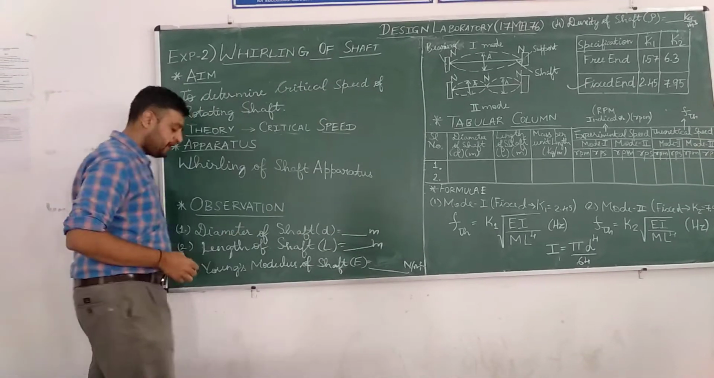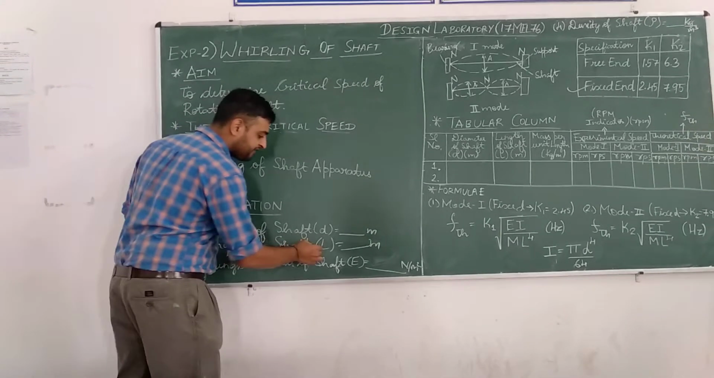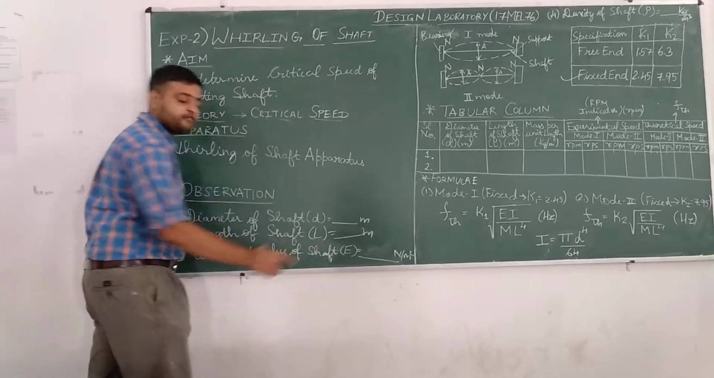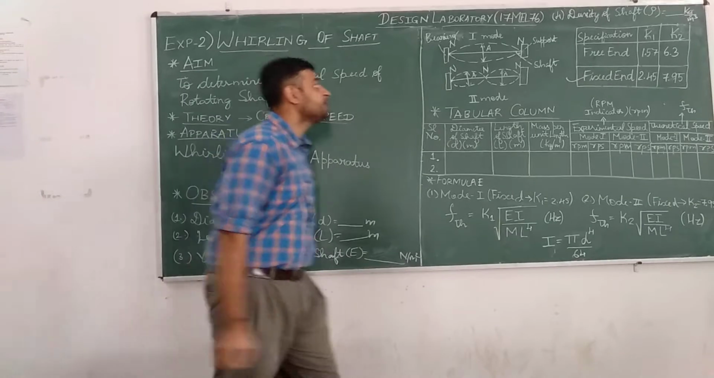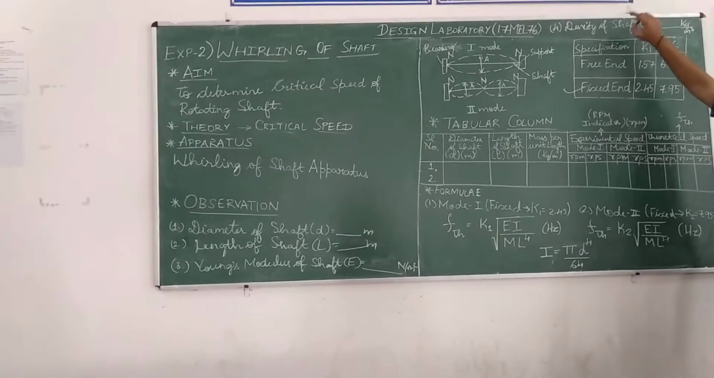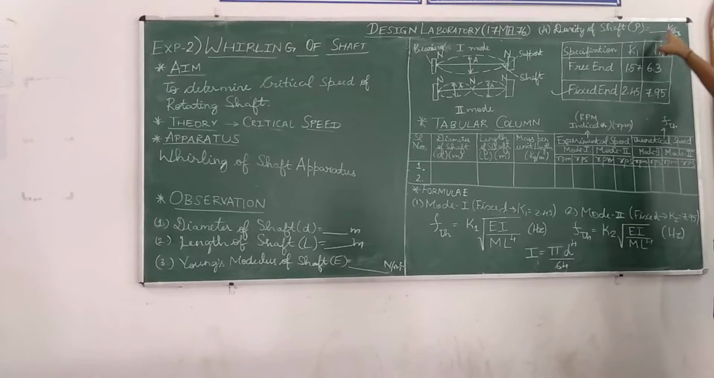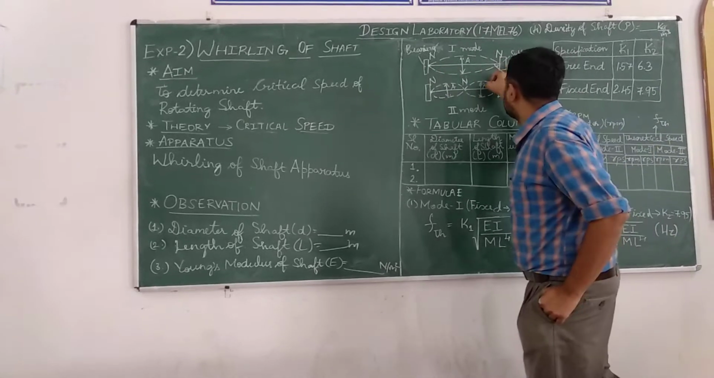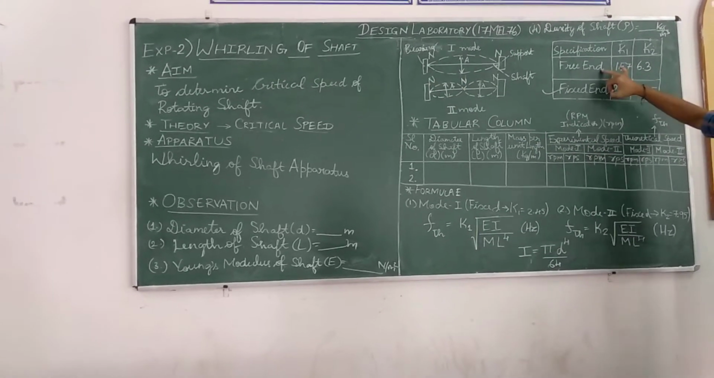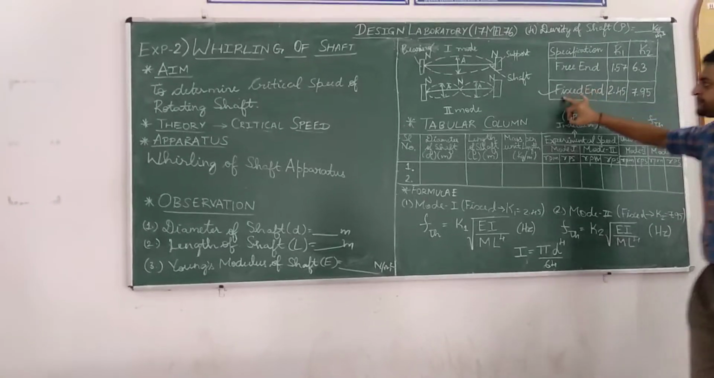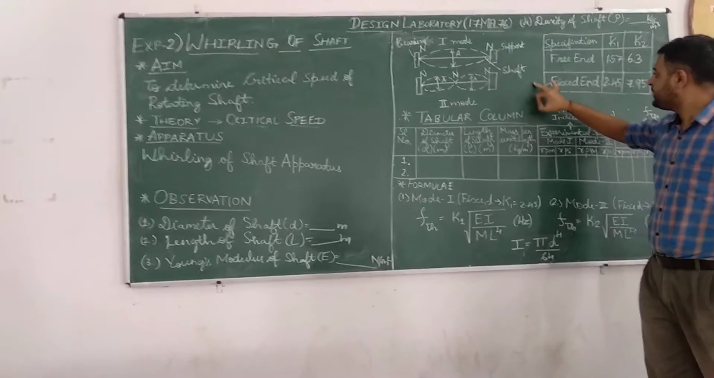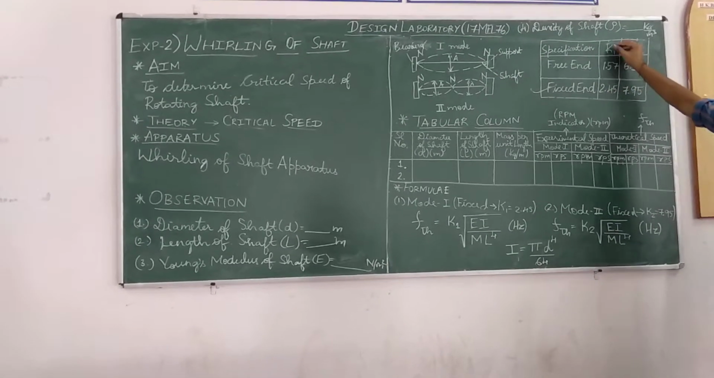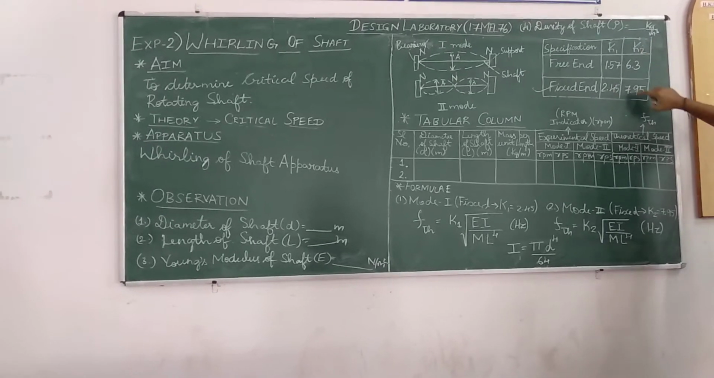Coming to the observations, the first is to note down the diameter of the shaft in meter, then the length of the shaft L in meter, then the Young's modulus or modulus of elasticity of the shaft material in Newton per meter square. Finally, we observe the density of the shaft, rho, in kg per meter cube. Based on the support end conditions, we have free end or fixed end. In our experimental apparatus we are carrying out fixed end, where the values of K1 and K2 are fixed. K1 is 2.45, K2 is 7.95.